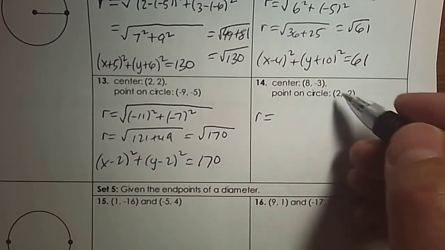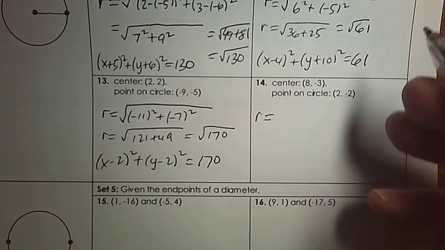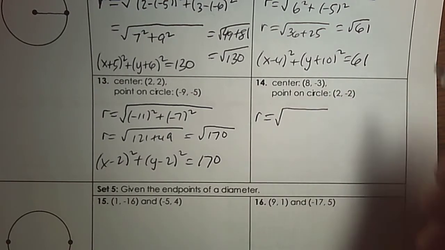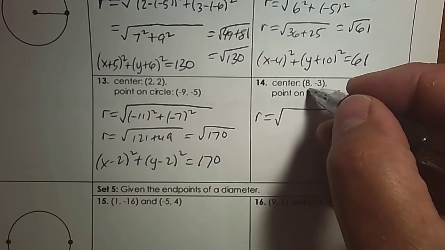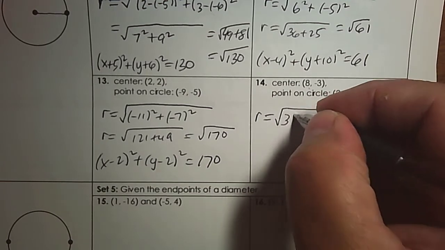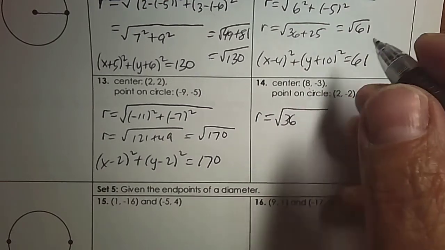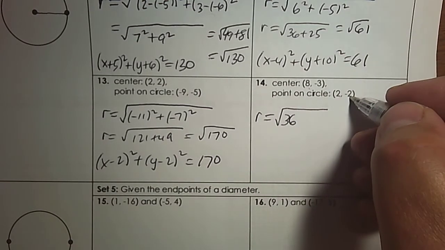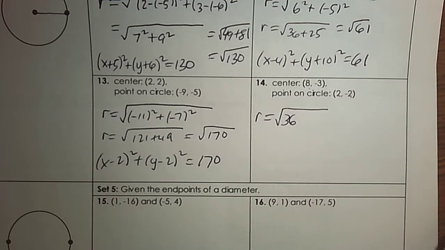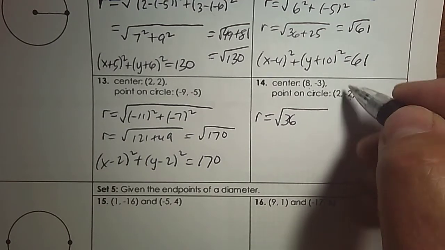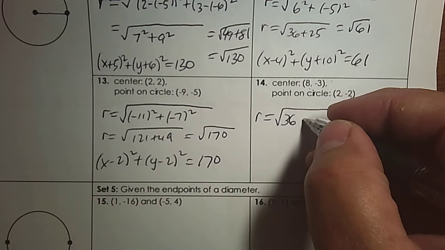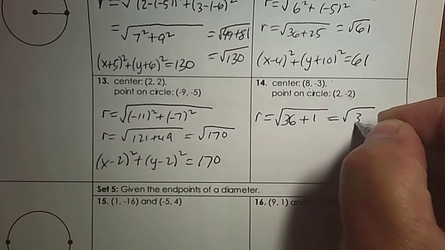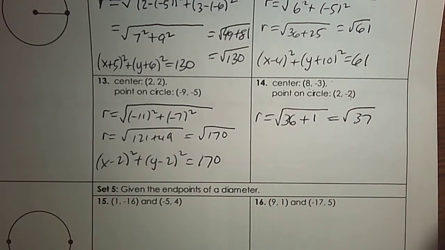One more time. Can you find the radius using the distance formula? So it's the square root of, what's 2 subtract 8, negative 6, square it, 36. I'm going to do it again, negative 2 subtract. Now when you subtract a negative, you're adding. So negative 2 plus 3, that's 1, and square it, you get 1. So the radius is the square root of 37.